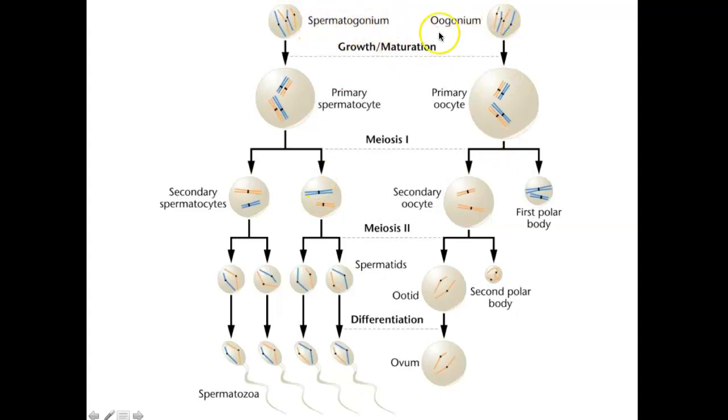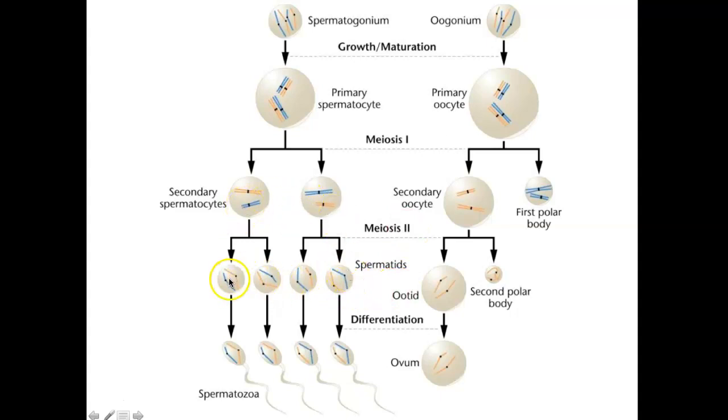So the spermatogonium and oogonium, those are our stem cells that are diploid. They're going to mature into primary cells, spermatocyte and oocyte. The primary cells will undergo meiosis 1 to produce the secondary cells. Now, here's the difference, right? After meiosis 1 in males, you have 2 fully functional cells. In females, after meiosis 1, you only have 1 functional cell, then you create a polar body. After meiosis 2, you have 4.